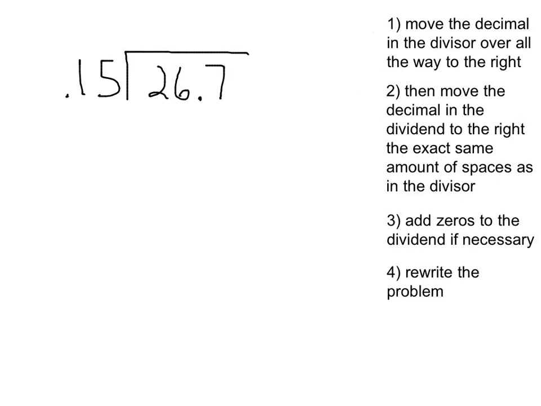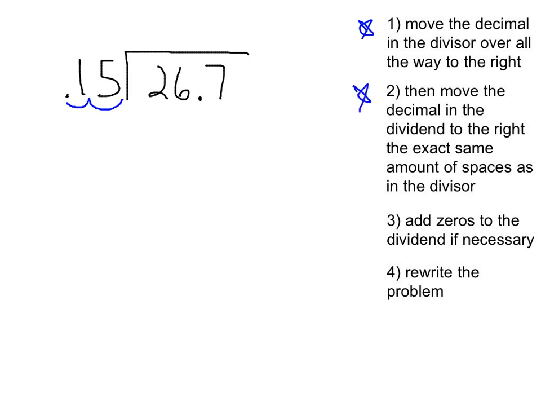Now let's look at another problem. In this one we have 26.7 divided by 0.15. Now remember, the number in the box is the dividend and the number out of the box is the divisor. So let's look at rule number one. Rule number one says we need to move the decimal over in the divisor all the way to the right. So let's do that here. 1, 2 spaces. Rule number two says we need to do the exact same thing to the dividend.